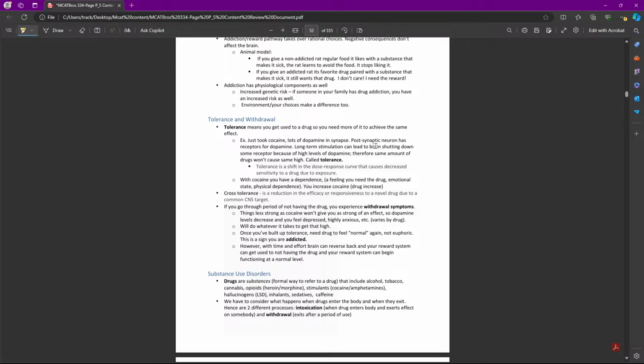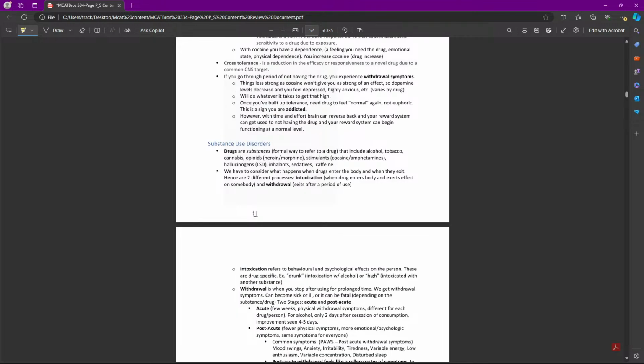Tolerance is a shift in the dose-response curve that causes decreased sensitivity to a drug due to exposure. With cocaine, you can have a dependence, a feeling you need the drug, an emotional state, physiological dependence, you need increased cocaine. Cross tolerance is a reduction in response efficiency to a drug due to a common CNS target. If you go through a period of not having the drug, you experience withdrawal effects. Withdrawal effects are generally the opposite of what you experience from the drug's response. For example, with opioids, you'll feel increased levels of pain. So it's like a driving factor telling you that you need to get more of it.